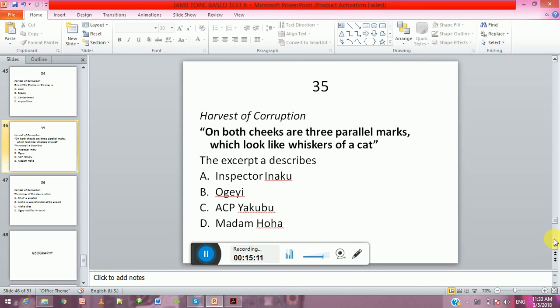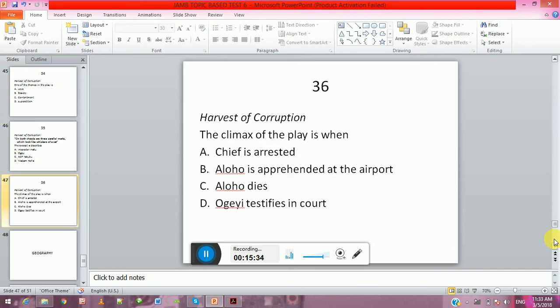Harvest of Corruption. On both cheeks are 3 parallel marks which look like whiskers of a cat. The excerpt describes A. Inspector Inaku. B. Ogenyi. C. ACP Yakubo. D. Madam Hoha.